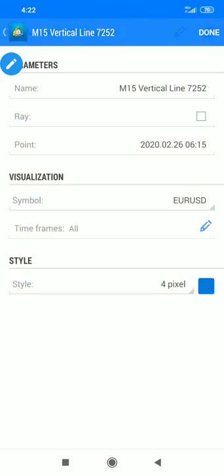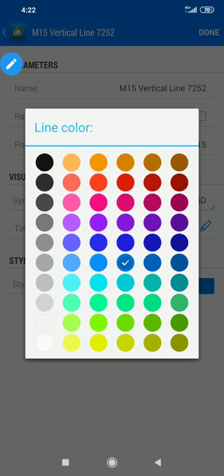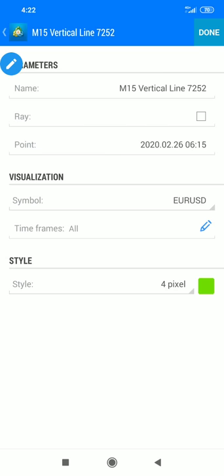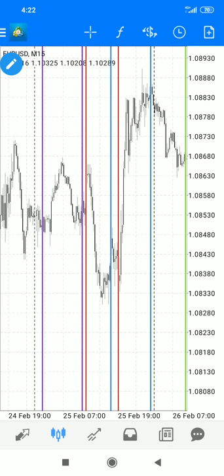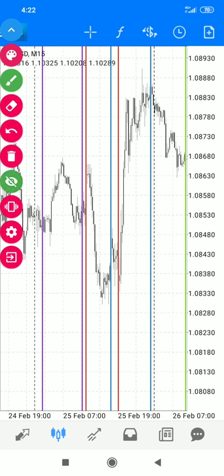So I'll just be using another color. Which color should we go with? Just take this one. So we now have 4 sessions. Let's do this. We have the Asian session here. We have the London session here. We have the New York session here. We have the Sydney session coming in there. Then those are your 4 sessions.